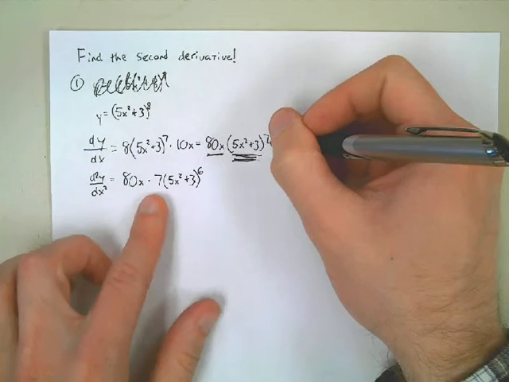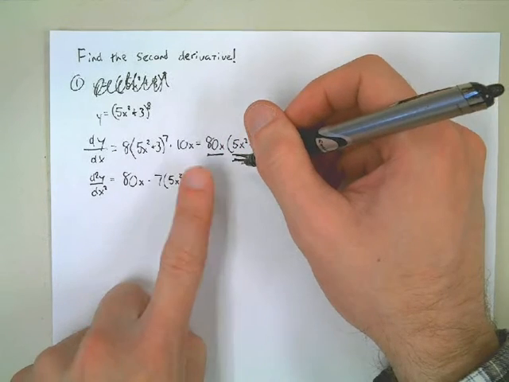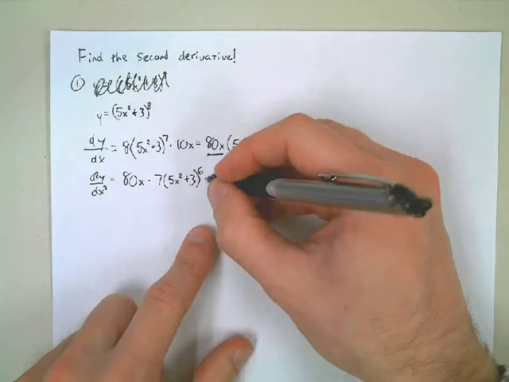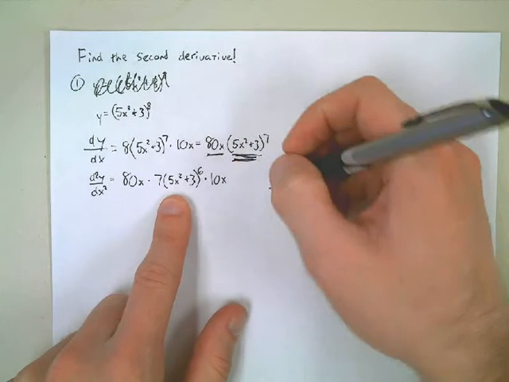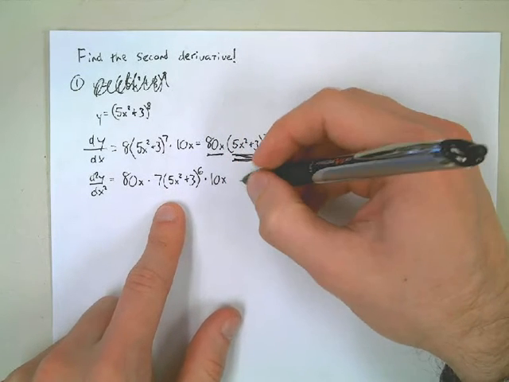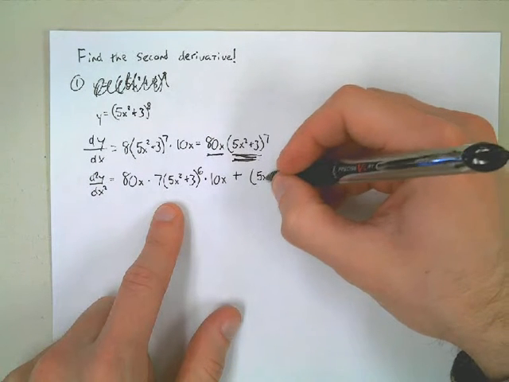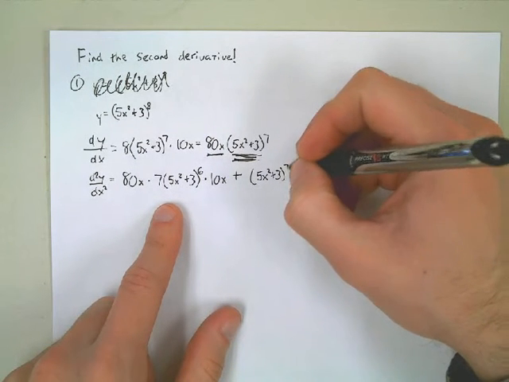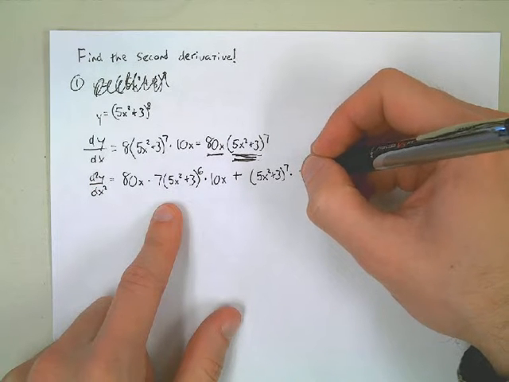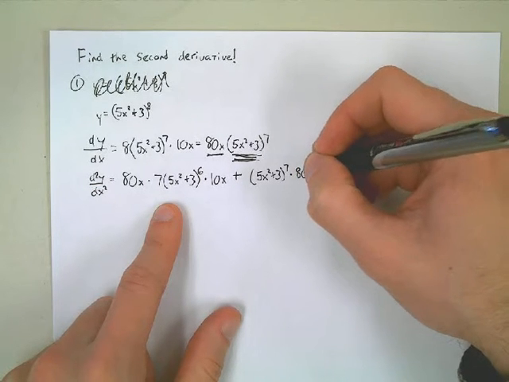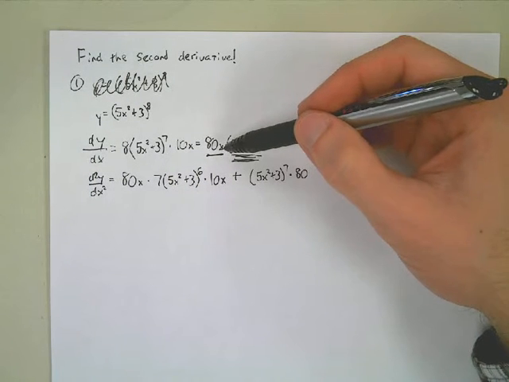It's very easy to bring that 7 out front and forget to lower your power by 1 up here. Okay, don't forget that. And then times the derivative of what's inside. The derivative of what's inside is 10x. Very good. Plus, times 80, just 80. The derivative of 80x is 80.